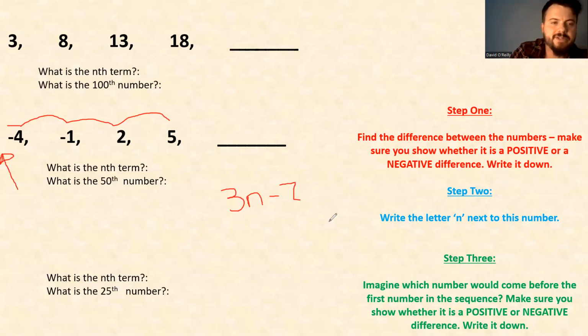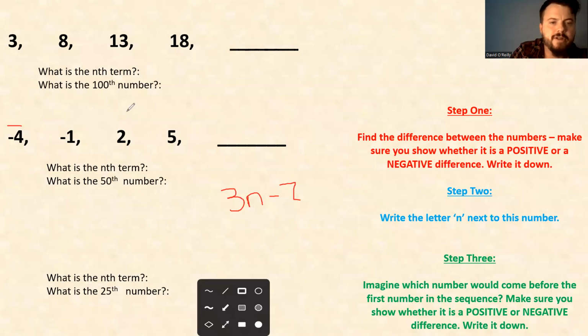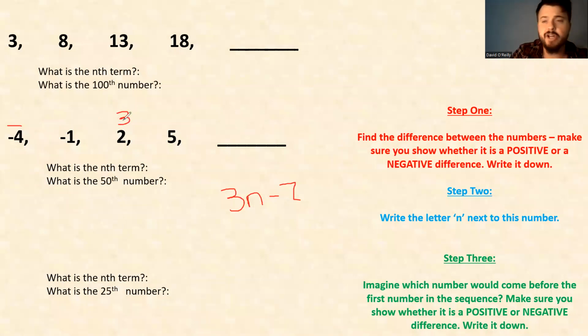Shall we prove to see if it's correct? Let's have a look. Let's pick a random number. Let's go for the third number. So 2 is the third number of the sequence. Let's replace n with 3. So 3 times 3 is 9. 9 subtract 7 is 2. And look, the third number is 2. So it makes sense. I know the nth term is correct.